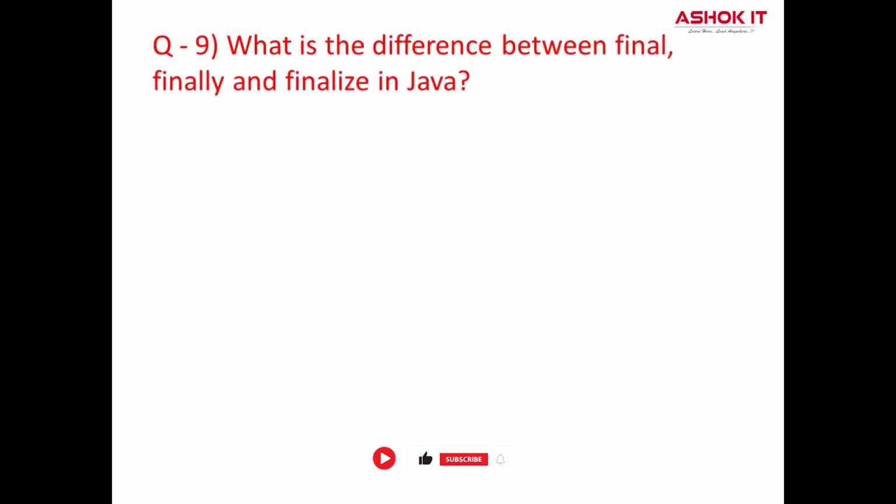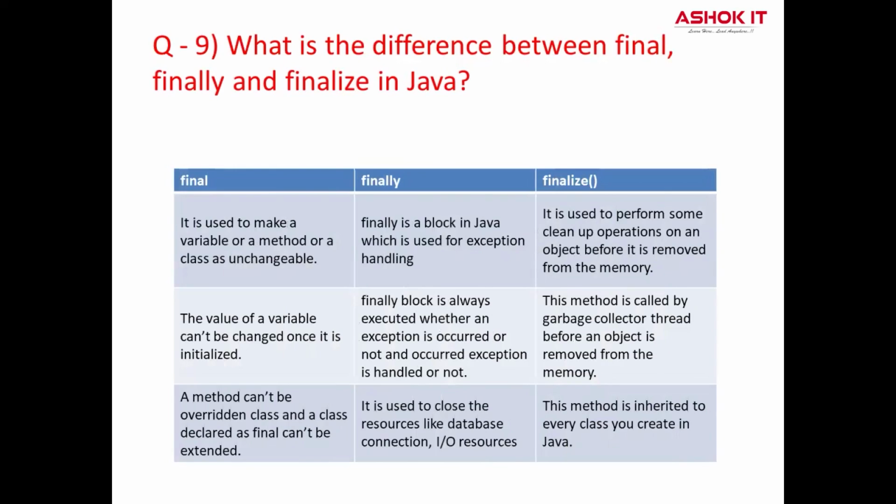Question number 9. What is the difference between final, finally, and finalize in Java? This is the most important question. At last, in every interview, this question may be asked. What is the difference? Let's discuss this table. Final is used to make a variable, a method, or a class unchangeable. If we use it with a variable, that variable becomes a constant. If we use it with a method, we cannot override it. If we use it with a class, it cannot be extended.